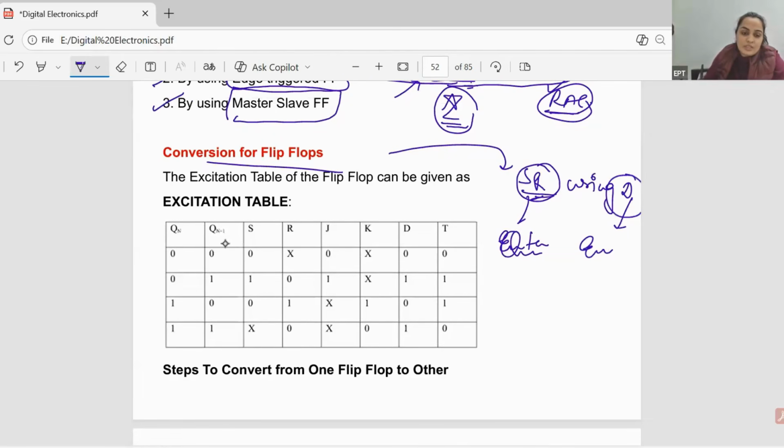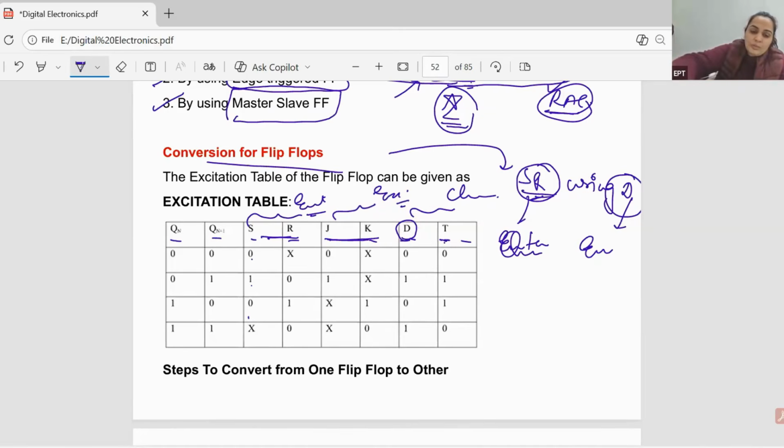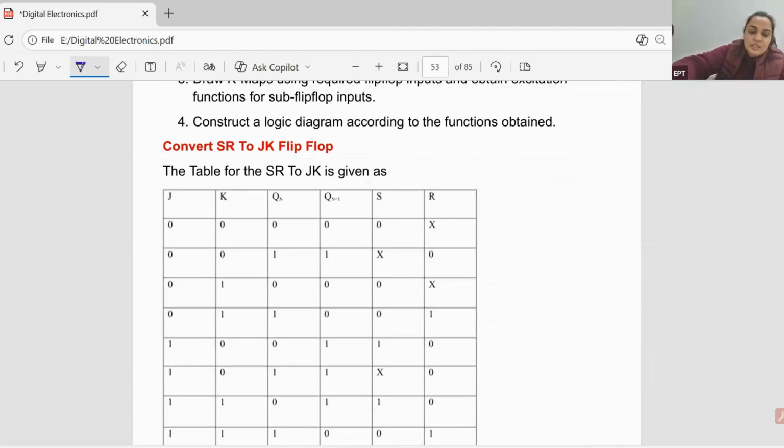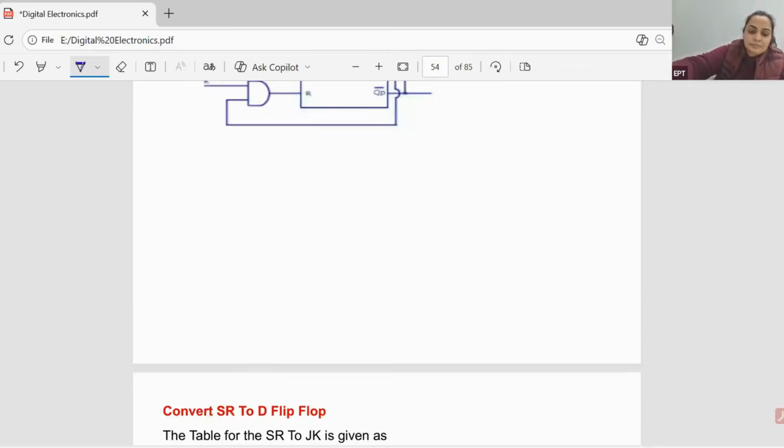Okay, so see here, present state, next state, SR, JK, D, T, right? So here you are implementing the D flip flop using SR, D flip flop using JK, T flip flop using SR, T flip flop using JK. So this is nothing but the excitation table. And these are the characteristic tables, right? This is also an excitation table, right? Now you can write down the D in terms of Q, Qn plus SR and JK, right? Now let's take an example.